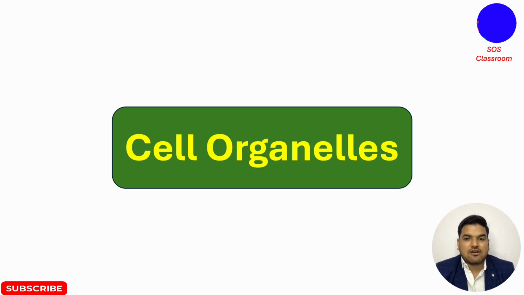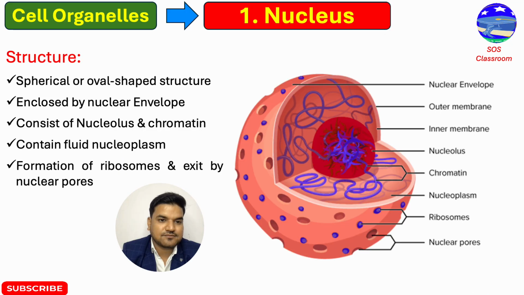Now let's discuss the cell organelles. So there are different types of organelles suspended in the cytoplasm. First of all, let's discuss the nucleus. The nucleus is the largest organelle inside the cytoplasm. What are the structures of the nucleus?